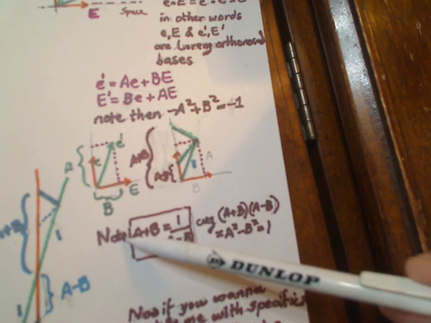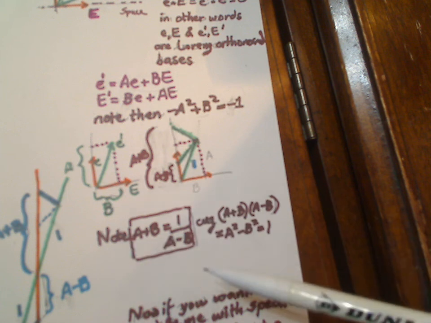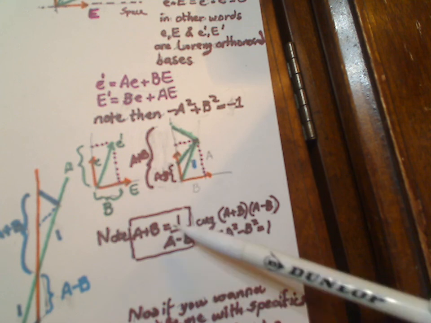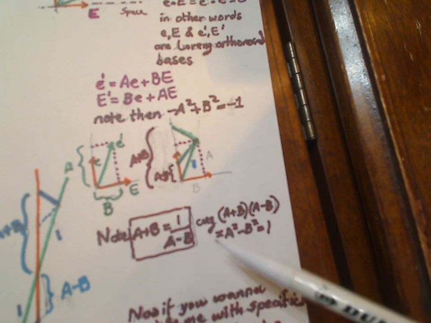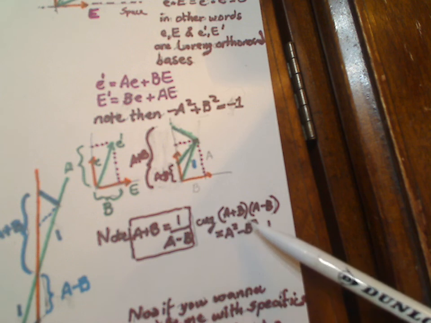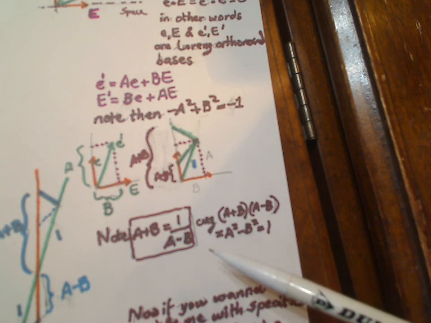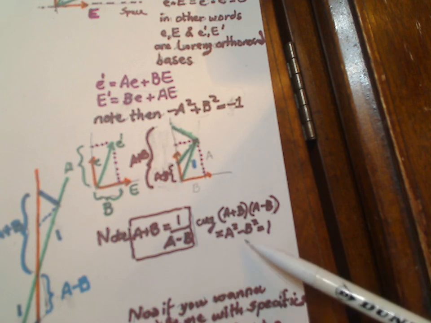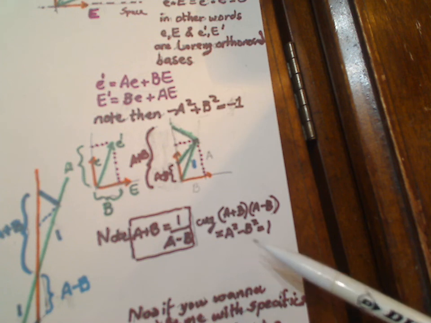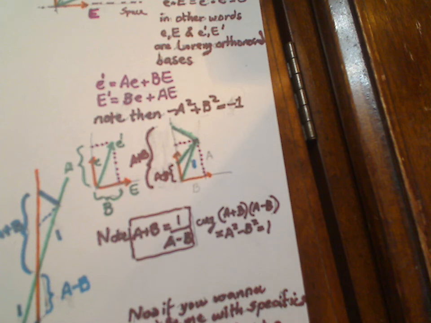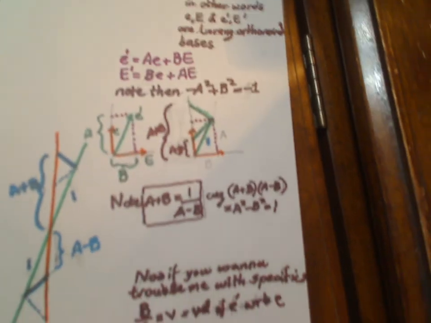also as from before, notice that a plus b equals 1 over a minus b. Why? That's because a plus b times a minus b, that's just, we saw up there, a squared minus b squared equals 1. And therefore, if a plus b times a minus b is 1, just keep the a plus b on one side and move the a minus b to the bottom of the 1, and you got what I just said right there. Okay, let's see.